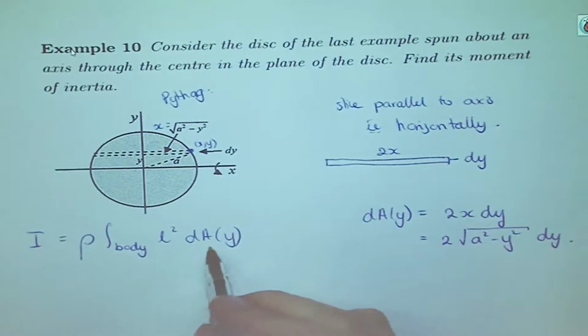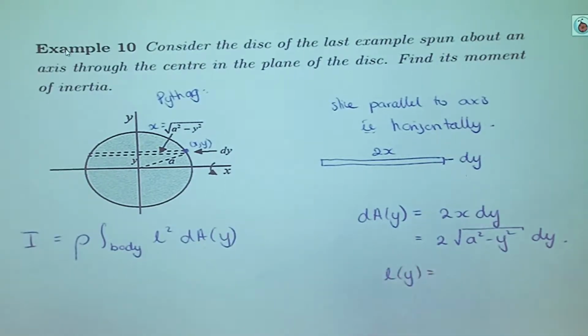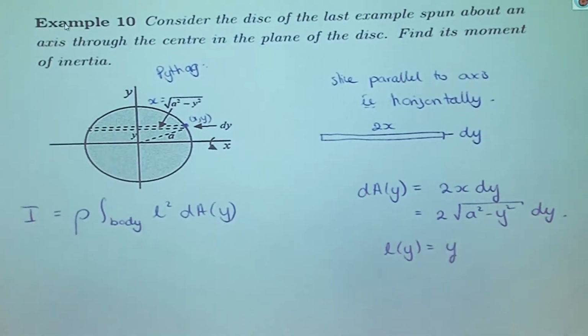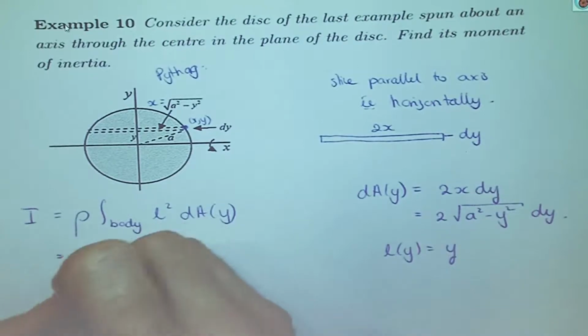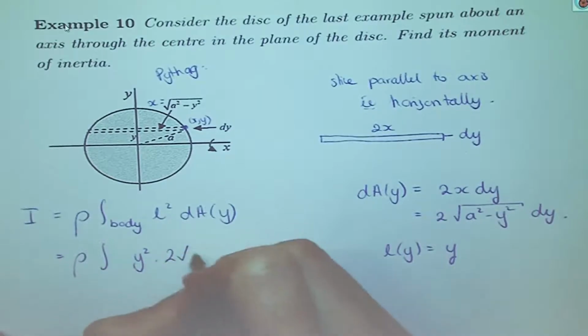Okay, so that's this one. We also need the L. Okay, so how far is this slice from the axis of rotation? Beautiful, it's y. Okay, we've got this. We just need the bounds. Let's do that in a moment. Rho y squared times 2.